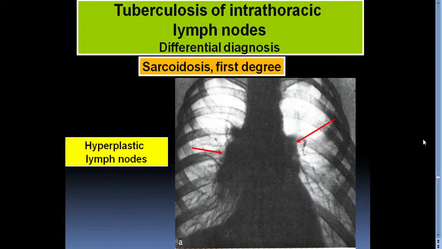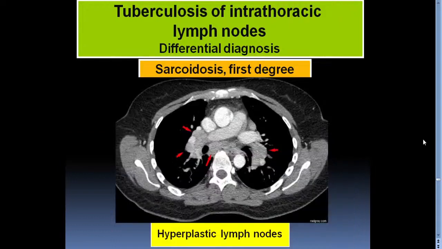Sarcoidosis, first degree. And here we can see hyperplastic lymph nodes also on both sides. Enlargement of the lung roots on both sides of the chest, and enlargement of lymph nodes in sarcoidosis of first degree. On CT scan, we can see hyperplastic lymph nodes also on both sides.